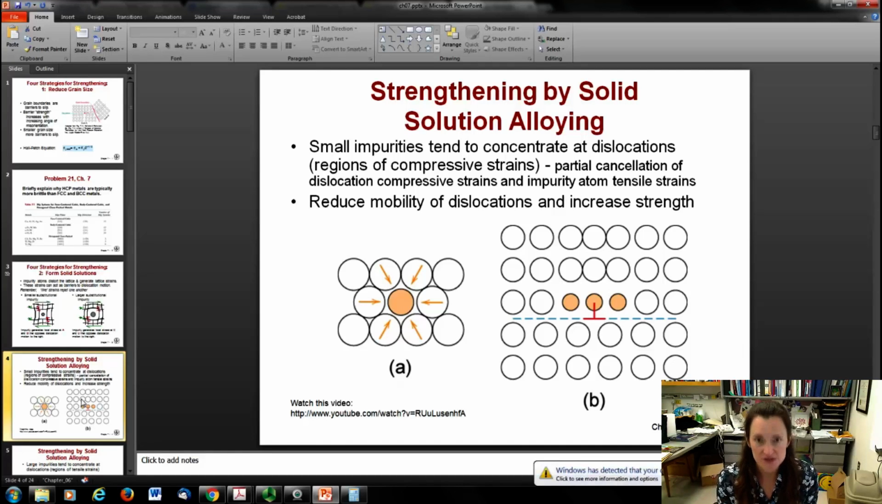It cancels the dislocation and compressive strain, but because it would increase the energy for that little guy to hop back out, it doesn't do it. It stays there, and that acts as a barrier to that dislocation moving and slipping around.